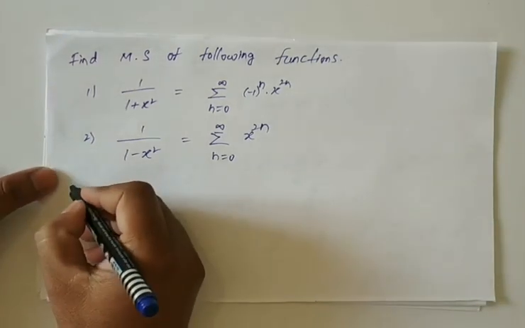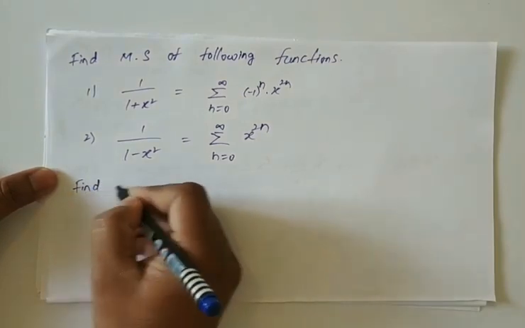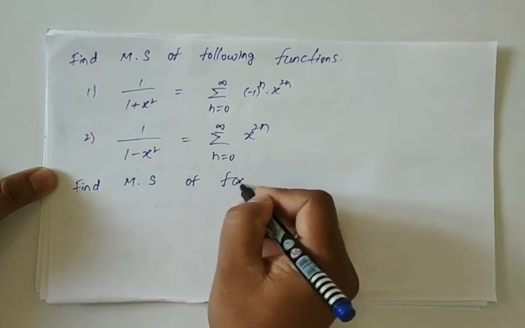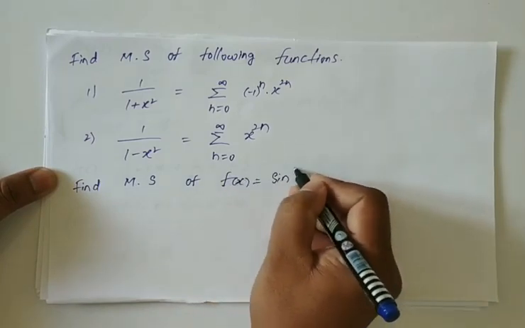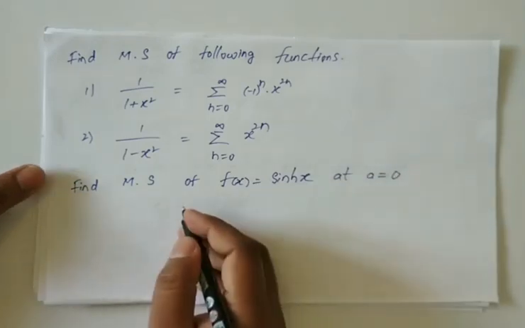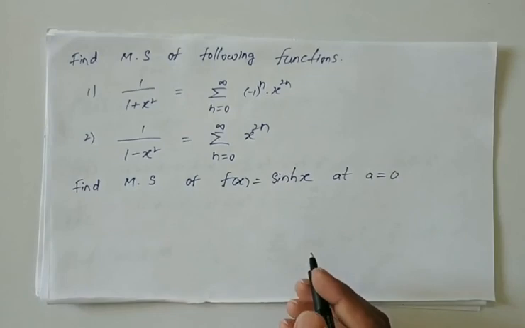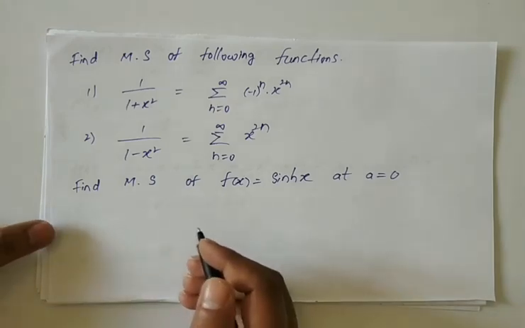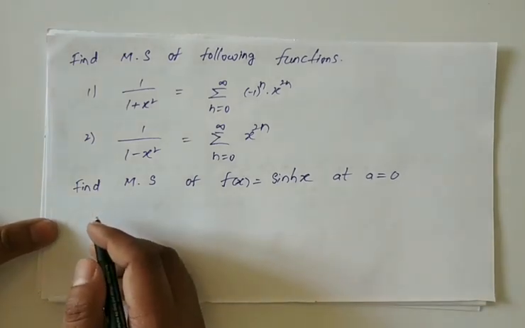Write down the problem, students. Find the Maclaurin series of f of x equals sinh x at a equals 0. How to find the Maclaurin series of the function sinh x? So here I will explain in a simple method. Please do follow the problems, students.